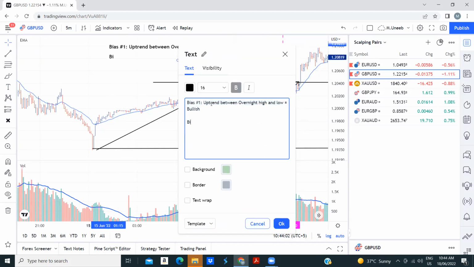So bias number 2. Before London Open, what do we observe? Accumulation. Am I right? Reaccumulation, is it? Yeah. Okay, we have a reaccumulation, of course. Marked with JAC.